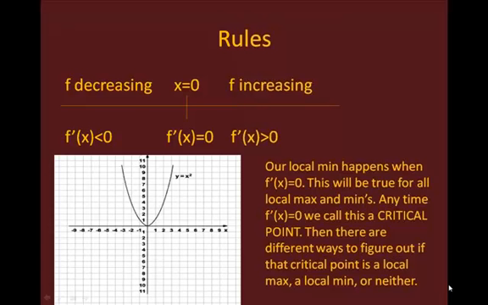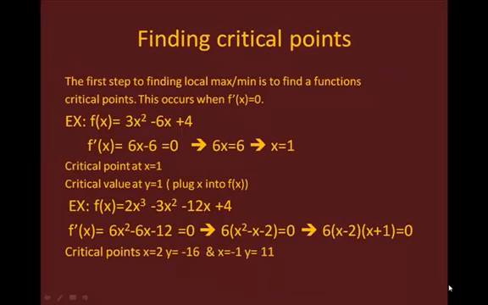This is going to be important because in order to find local maxes and mins, the first step is going to be to find all of these critical points. Once we've found them, there are different ways to classify whether or not this point is a local max, a local min, or neither. So how do we find these critical points?